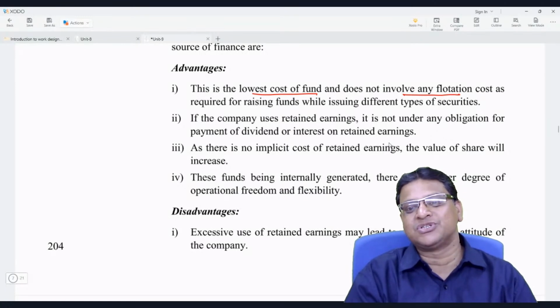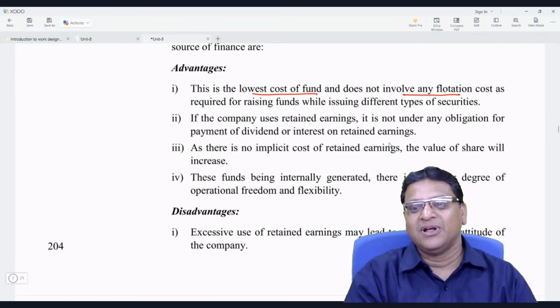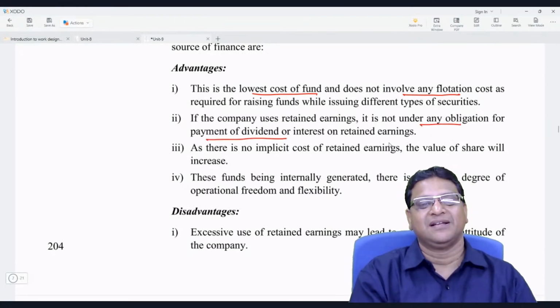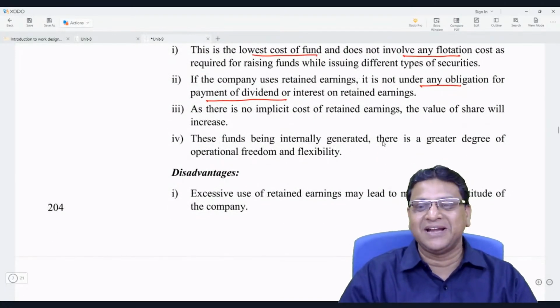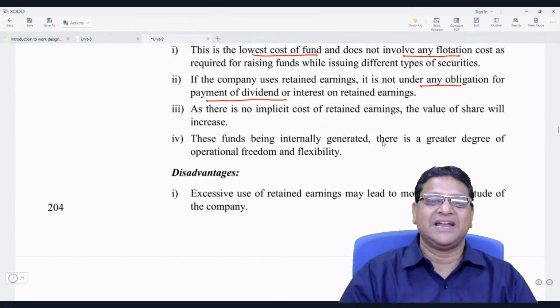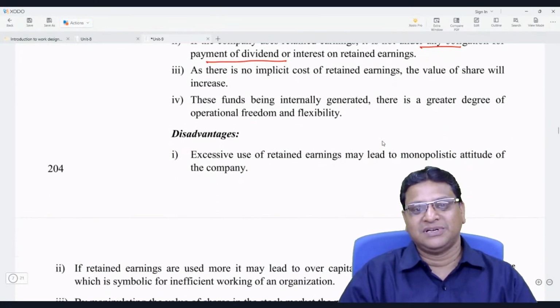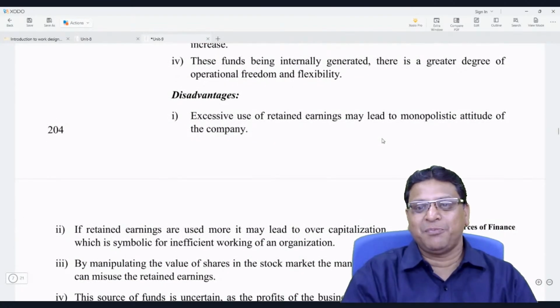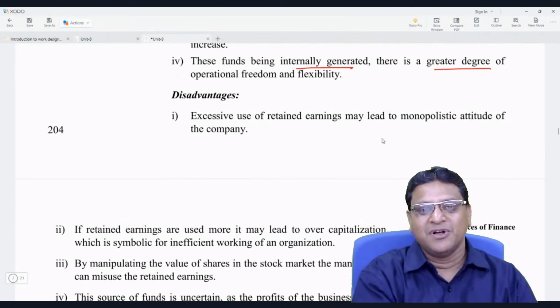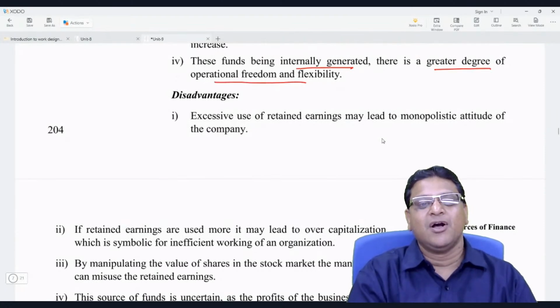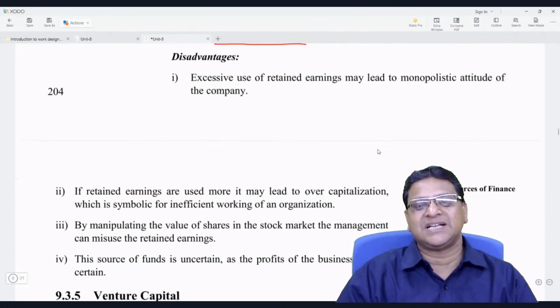If a company uses retained earning, it is not under any obligation to pay any dividend because retained earning is the self-generated fund. There is no compulsion to pay dividend if you use retained earning as a source of fund. Next, as the fund is internally generated, there is greater degree of freedom and flexibility of using retained earning as a source of fund. What are the disadvantages?